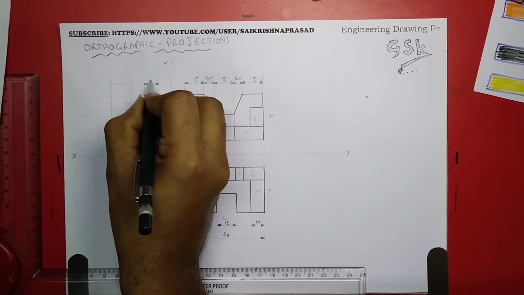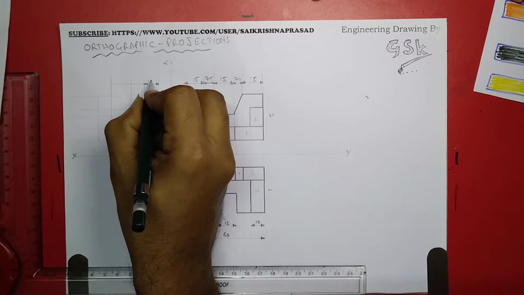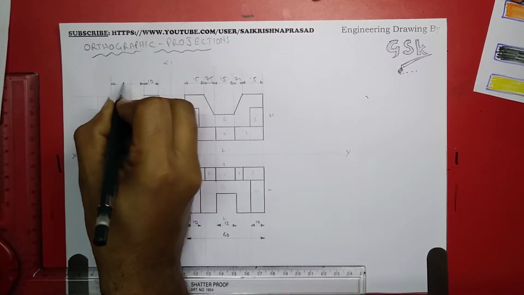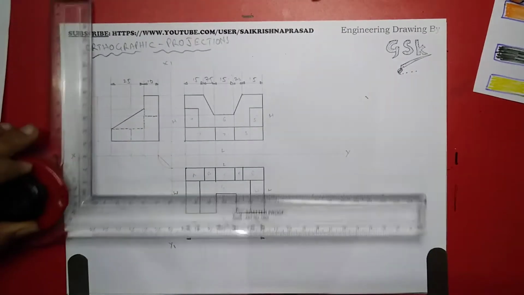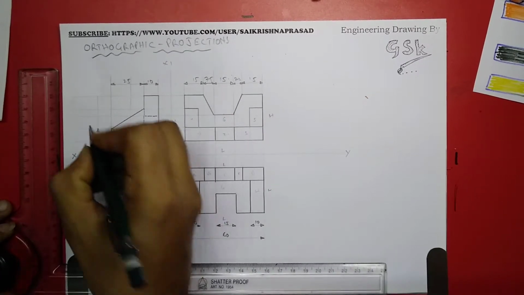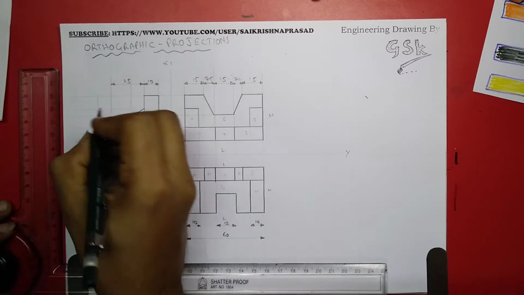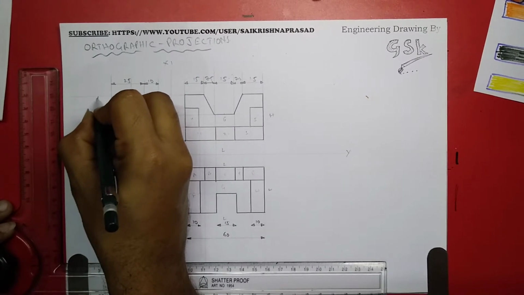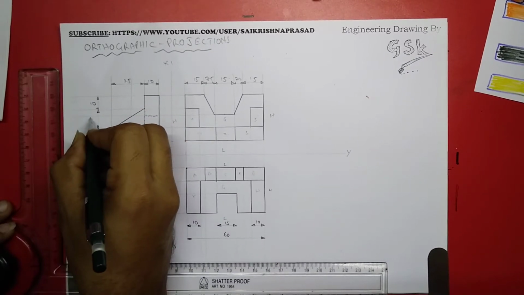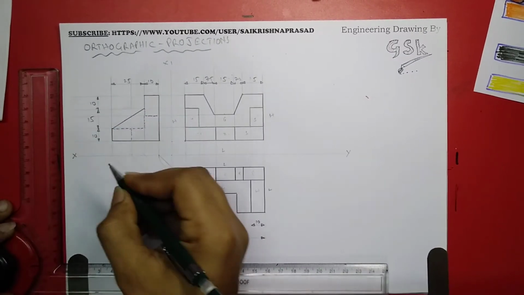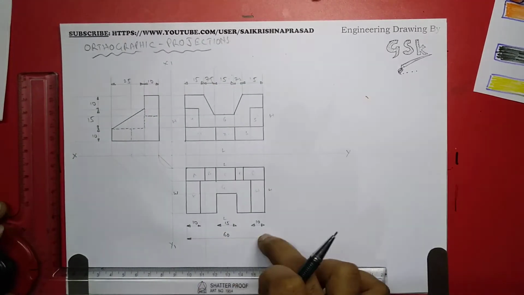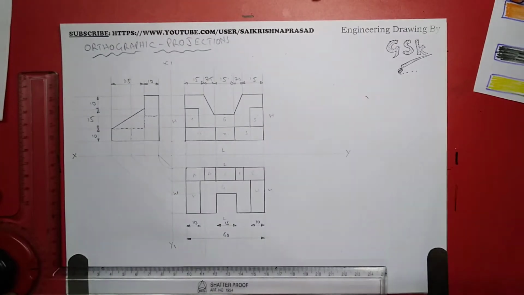This is 10 and this is 25. And coming to height, it is 35. So up to here it is 10. From here to here and up to here it is 10, and the rest is 15. So total 35. This is the height, width, length, and this is your orthographic projections.